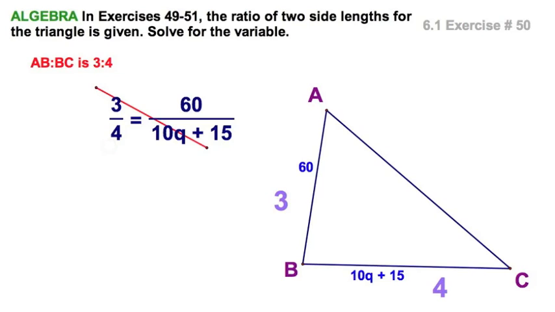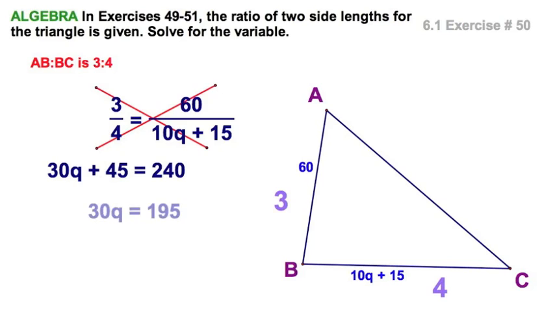Now remember, when I'm multiplying the 3 by this expression, that's 3 times the first term and 3 times the second term. 4 times 60, well that's a piece of cake. You can do that in your head. I mean, 4 6s are 24, so that's 240. But let's just do it like this. Remember, 3 times 10q is 30q. 3 times 15 is 45. Distribute, distribute, distribute. That's equal to 240.